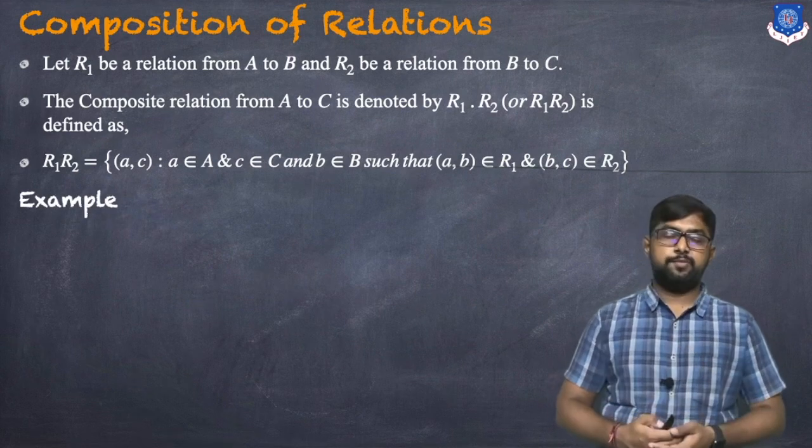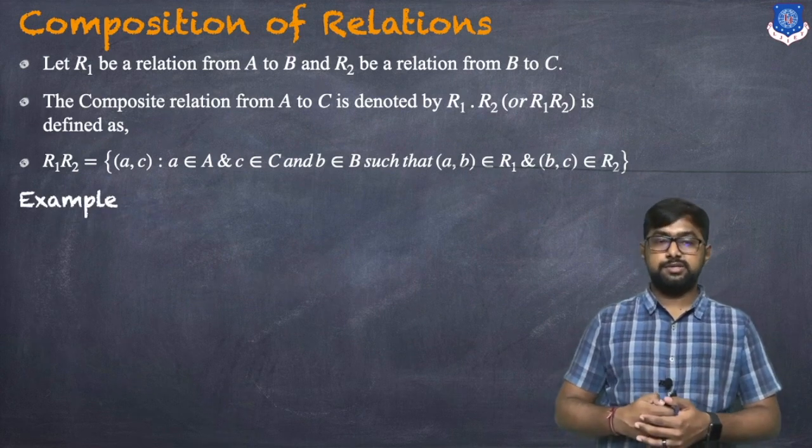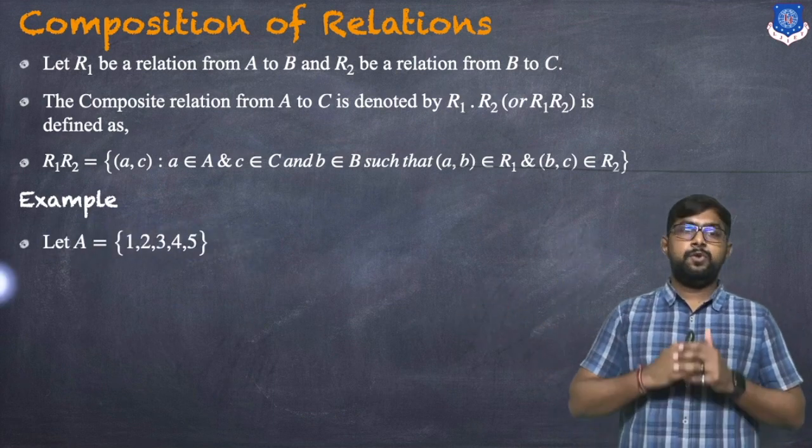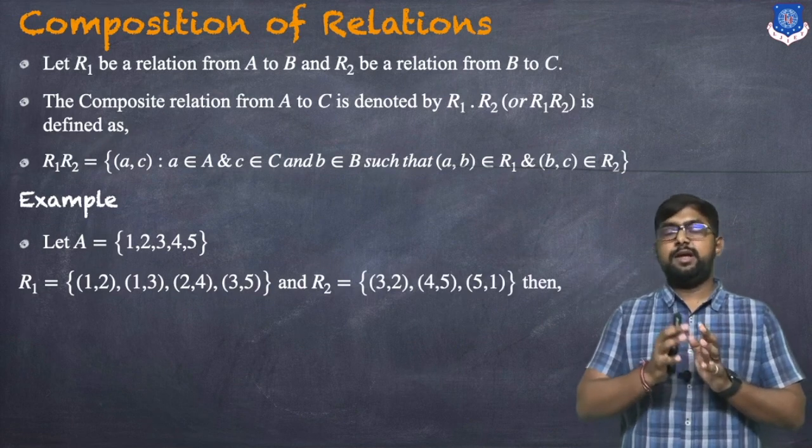So let us take an example of how to calculate a composition of a relation. Let A equals {1, 2, 3, 4, 5}. Okay, so R1 is given and R2 is given.